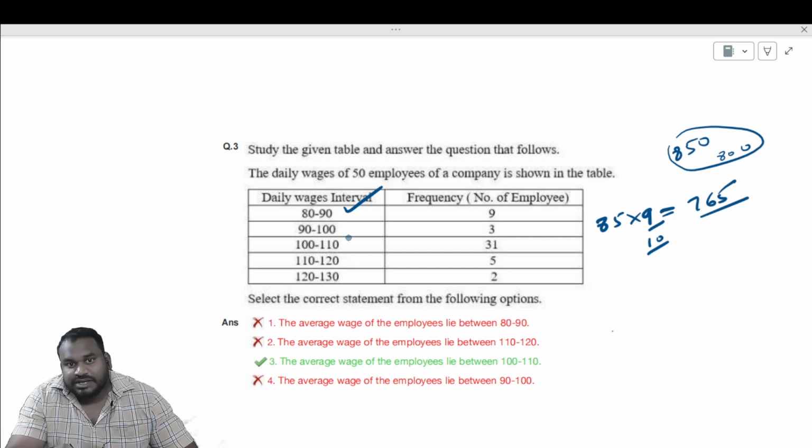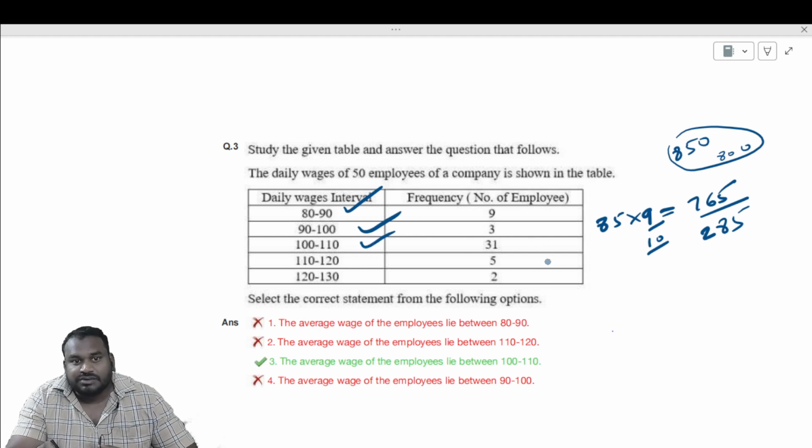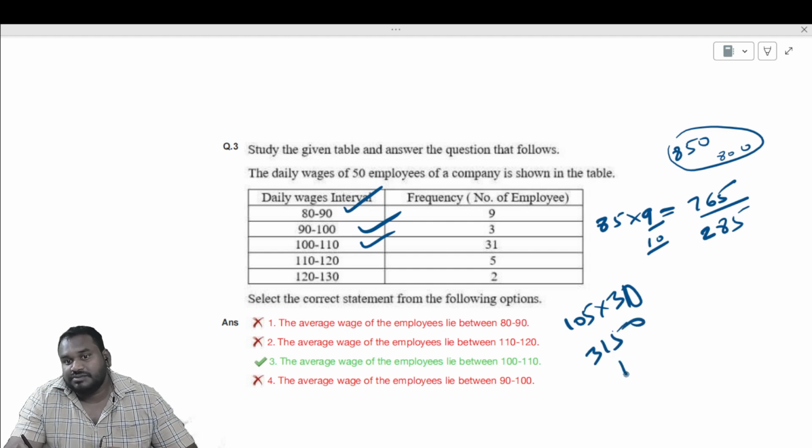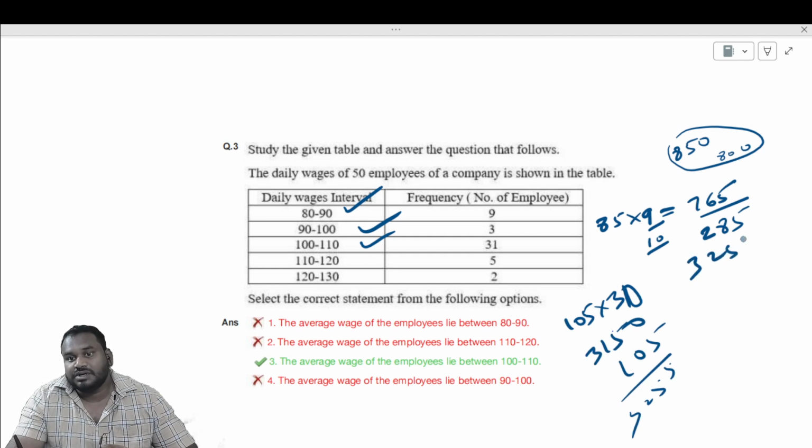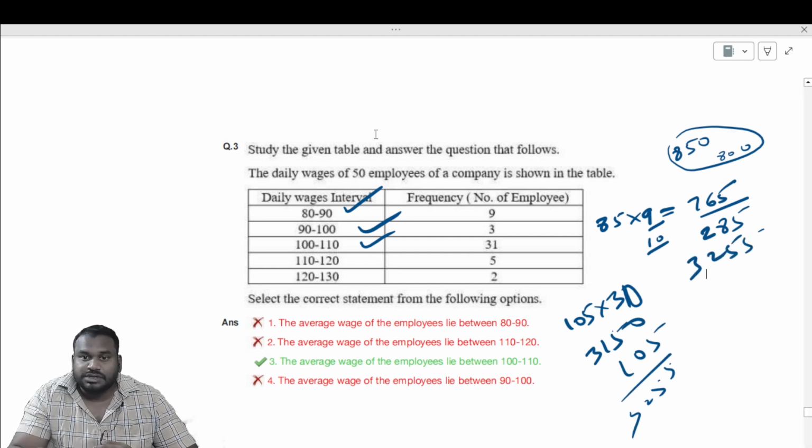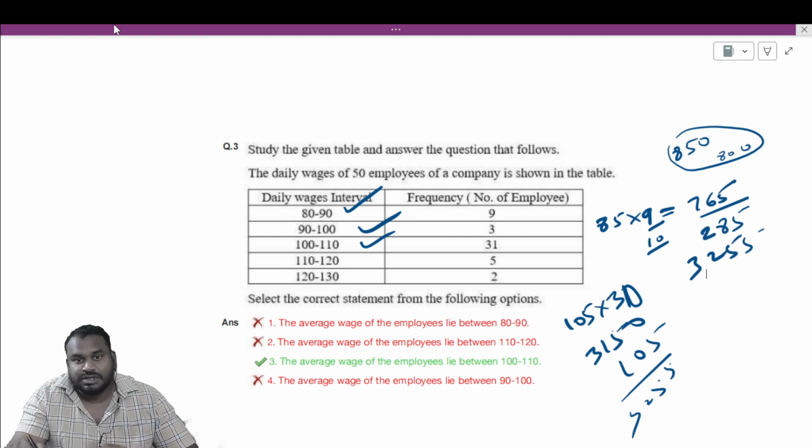Now, 95 into 3, I'll take it as 100 into 3 minus 15, 285. For this, it is 285. So now here, 100 to 110. So I'll take 105 into 31. See, 105 into 31 you are supposed to do. Don't do it for this. Just do it for 30 and add 105. So if you do it for 30, then 105 into 3, 315, 3150 and then plus 105. So 3255. Here you are able to save some amount of time.